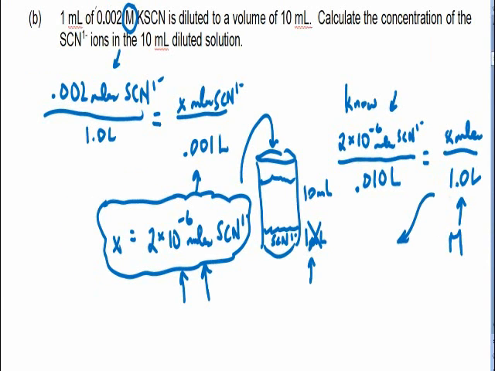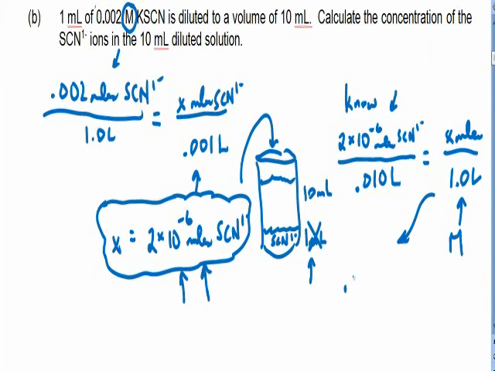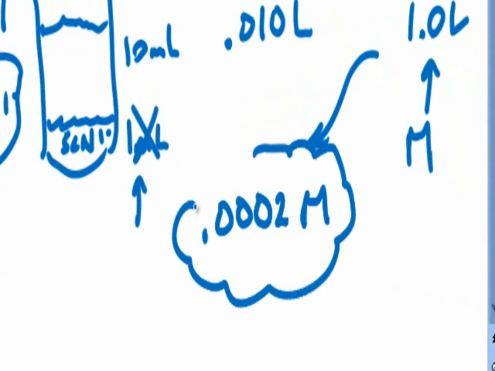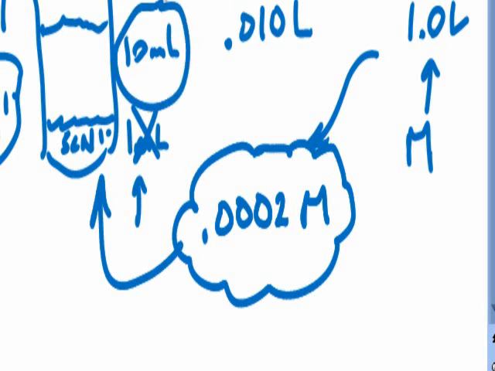Our concentration of this thiocyanate solution in the now 10 milliliter dilution comes out to be 0.0002 molar, and that would be the thiocyanate concentration in the now 10 milliliter diluted solution.